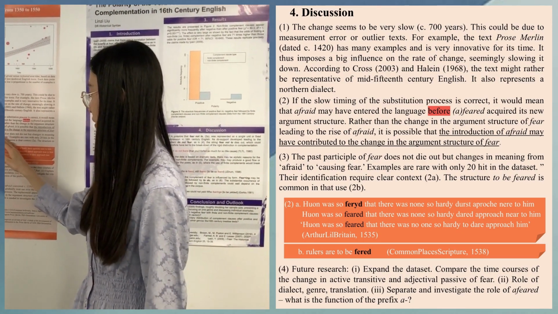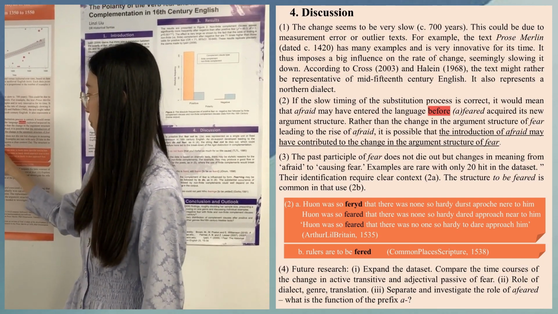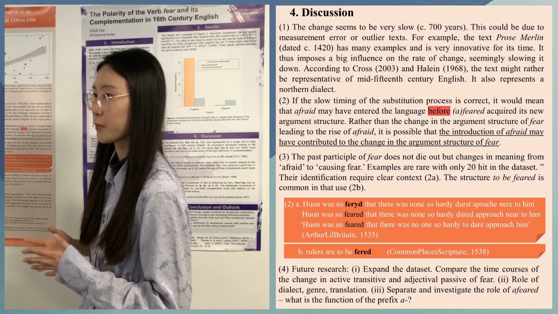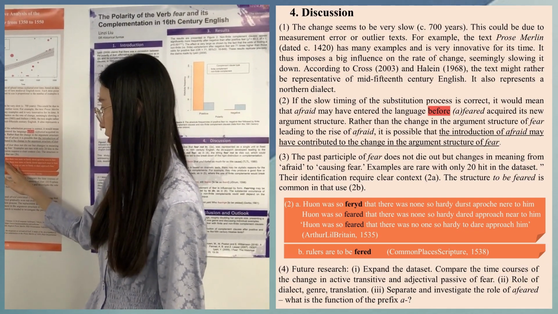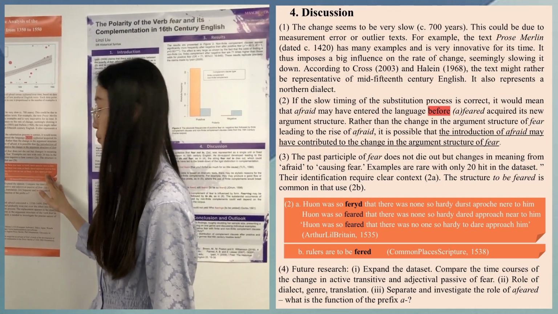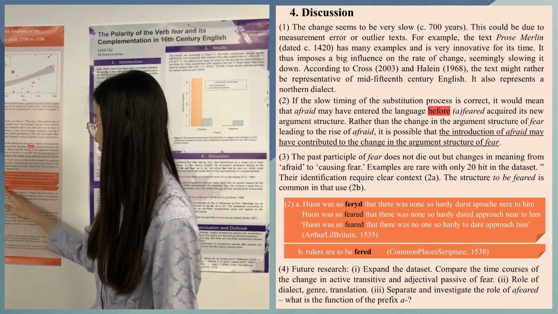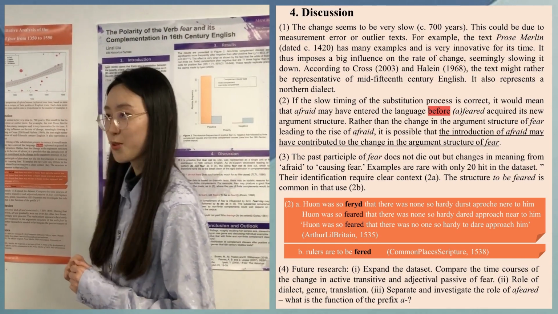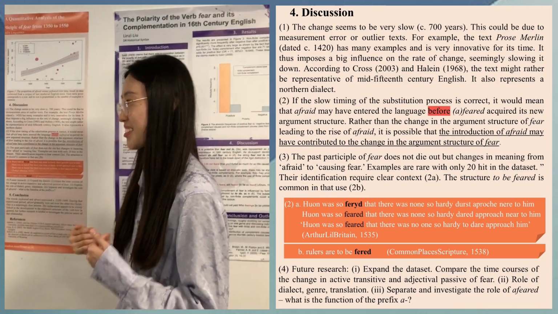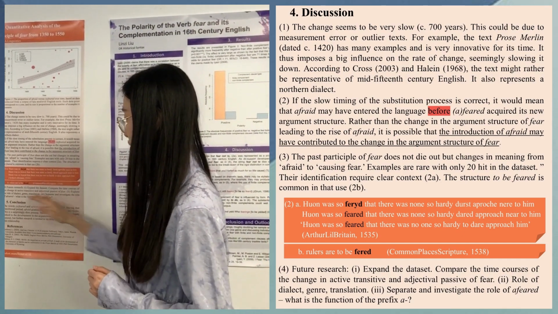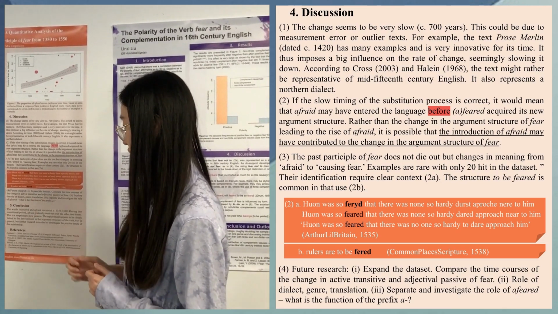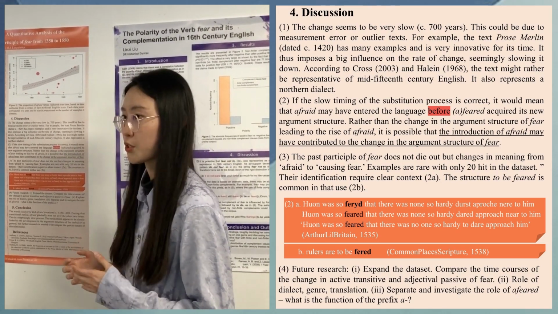Third one, past participle feared changes in meaning from afraid to positive fear, which I mentioned before. The examples are as follows. "Huang was so feared that there was no one so hard to dare approach him," and "rulers are to be feared." But there are only 20 hits in the dataset, so my next step should be to expand the dataset. And I would also explore the role of dialect, genre, and translation, which might influence the results.